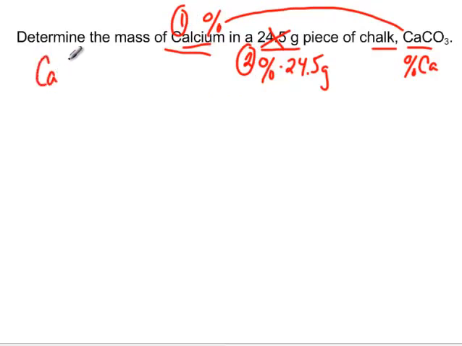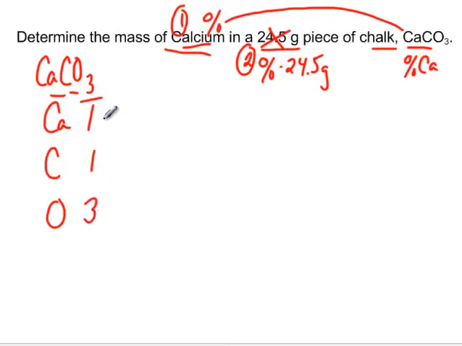So our formula is calcium carbonate. And we can use this formula to figure out the molar mass of this total compound. So calcium, if we look at the formula, there's an imaginary 1 there. Carbon, again, there's no subscript after it, so it's an imaginary 1. And oxygen, we see this 3. So there's 3 oxygens.